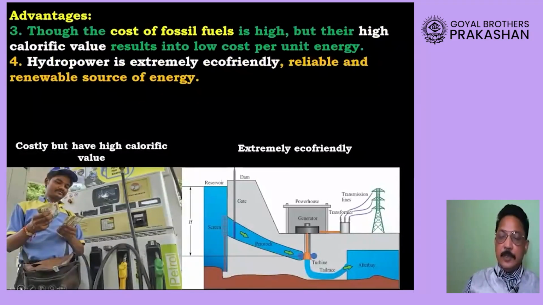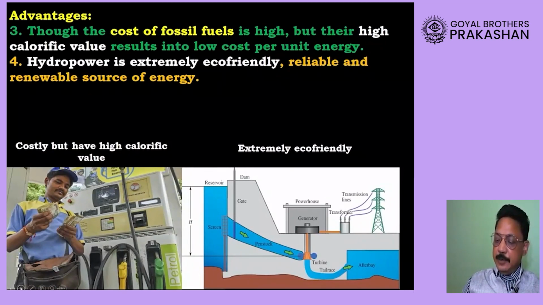Now another important characteristic, dear student: because their calorific value is very high, even though they are costly, we use them on a very large scale. You know very well that petrol prices are pretty high, so in spite of those very high prices, why do we use them? The simple reason, they are able to produce enough amount of energy, and petrol is also available very easily everywhere. Therefore we use them on a large scale.